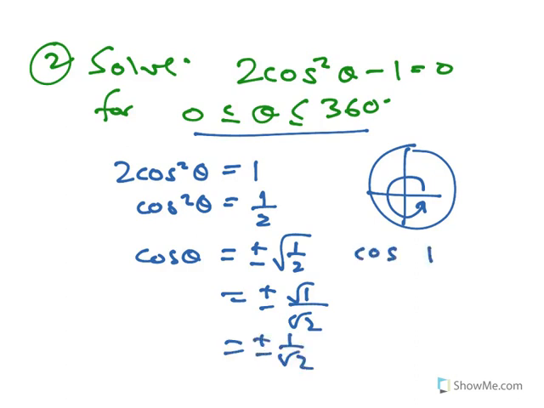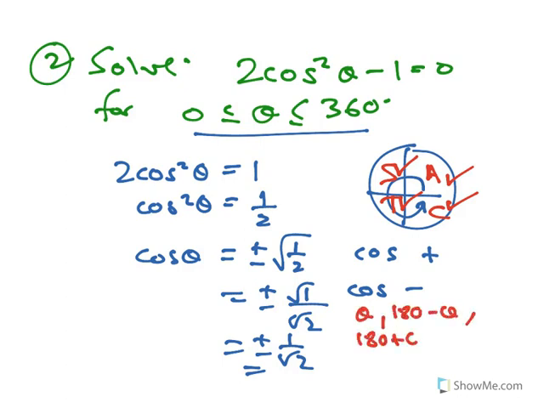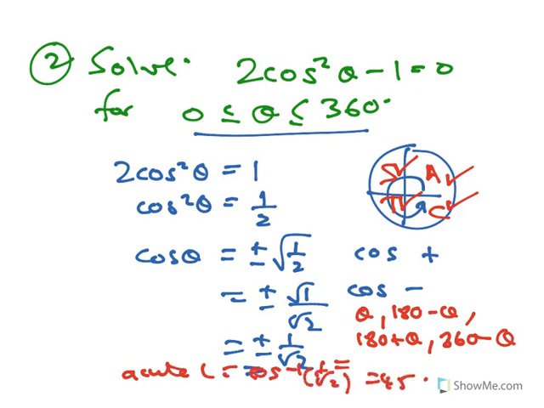So cos is positive, and cos is negative. So where is cos positive? All Stations To Central. Cos is positive there and there, negative in that one and that one. So that means the angle will be theta, 180 minus theta, 180 plus theta, 360 minus theta. Okay, so the acute angle is cos inverse of 1 on root 2, which is 45. So that means it's going to be 45, 180 minus 45, 180 plus 45, and 360 minus 45.